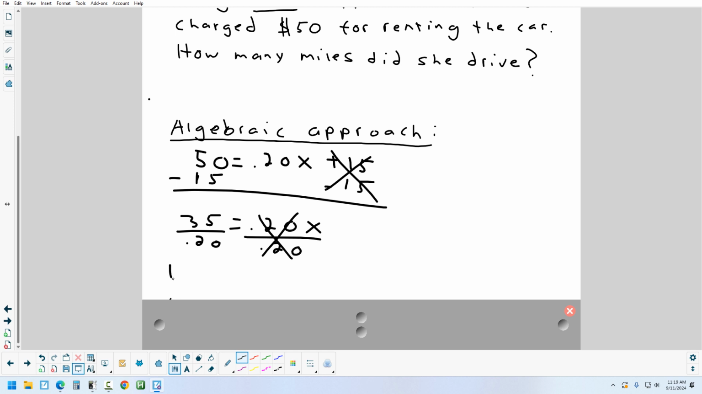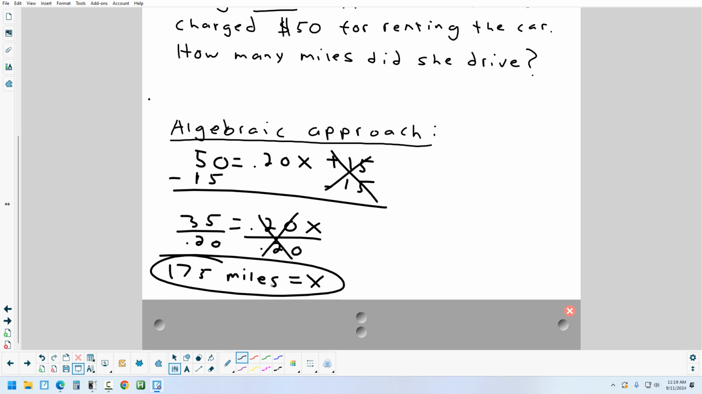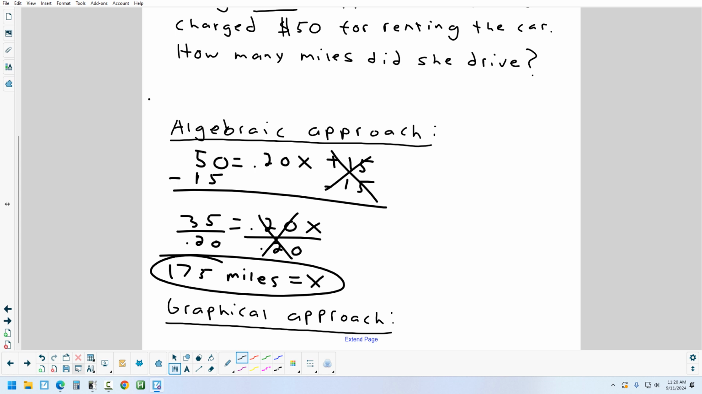All right, so that is 175. And that's 175 miles. Yes. And that's how you solve it algebraically. We used what's called inverse operations. We had a plus 15, so we did the inverse, a minus 15. We had a times 0.20, so we did a divide by 0.20. Those are inverses.